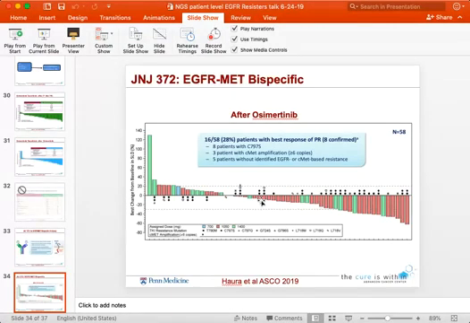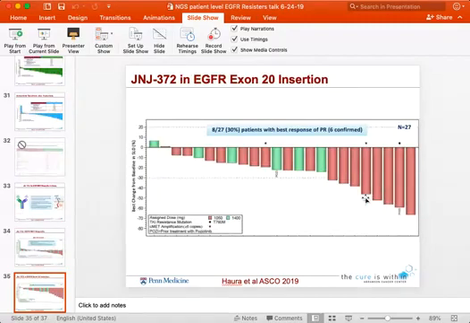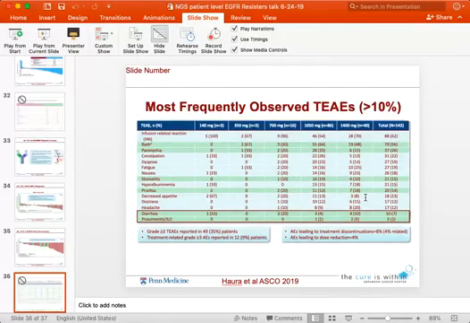This curve is, I didn't make this curve, unfortunately, but you can see that there's responses in C797S. MET amplification is this circle or it's the square, which is indicated here, but you can see that patients had responses regardless of their mechanism of resistance. Also, J&J 372 seems to have efficacy for patients with EGFR exon 20 insertion, which is historically resistant to other tyrosine kinase inhibitors. So that was really exciting. And the drug was pretty well tolerated in my experience. The big thing about this drug is it can cause an infusion reaction.